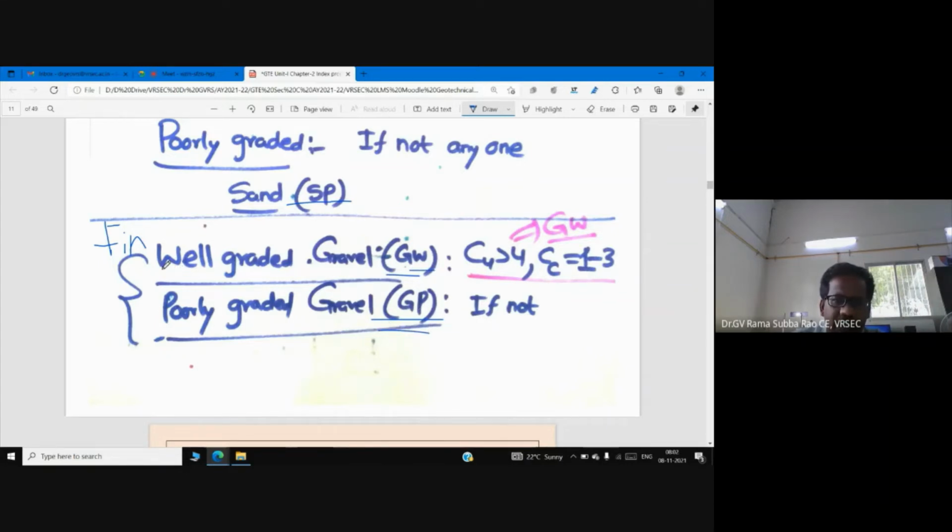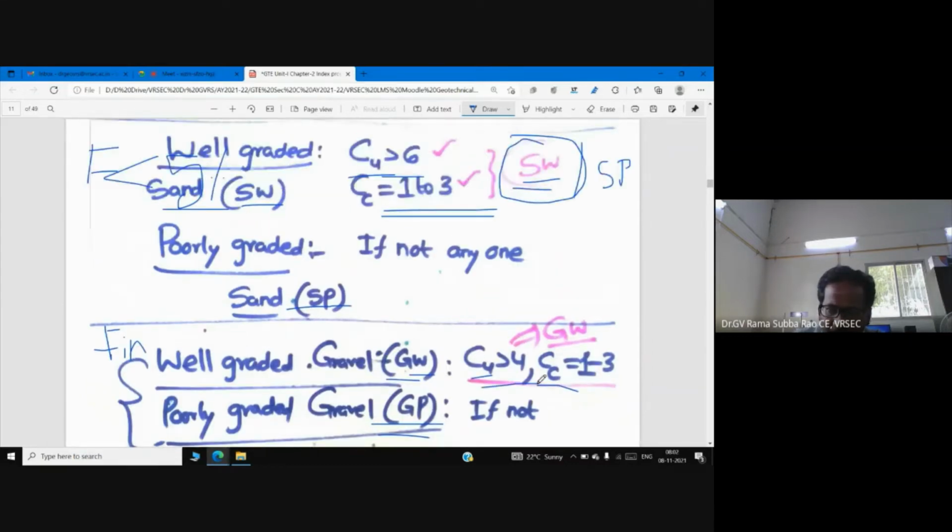Now how do we identify whether a given gravel is well graded or poorly graded? This is possible by knowing Cu and Cc. This time, Cu greater than 4. I'm telling about gravel, not about sand. For sand, it is Cu greater than 6.